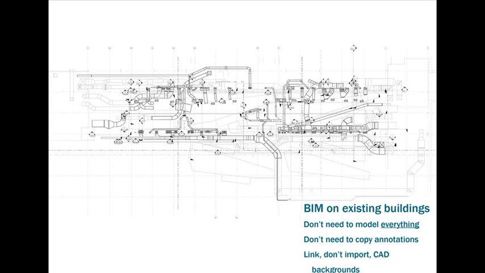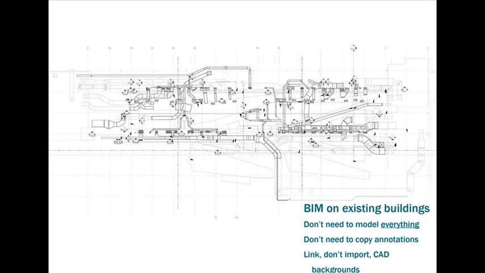So the important thing here is that when you're working in an existing building, you don't have to model everything. You only have to model the stuff that you're going to be connecting to, the stuff that's going to be in your way, the stuff that you need to dodge, and anything else that you just really want to, I guess. You don't need to copy the annotations unless you are messing with them. You can delete them from your CAD link or from your linked file and then put them back in your Revit model.